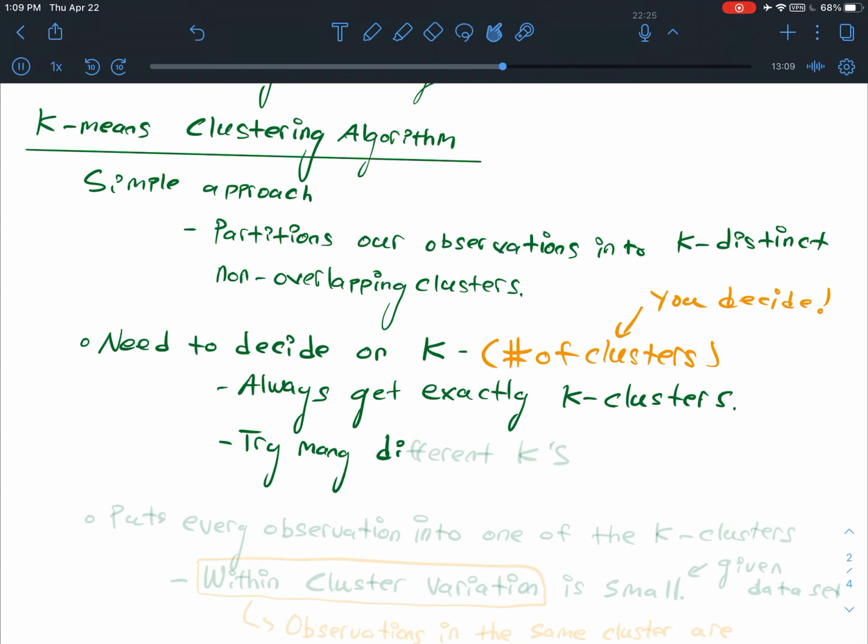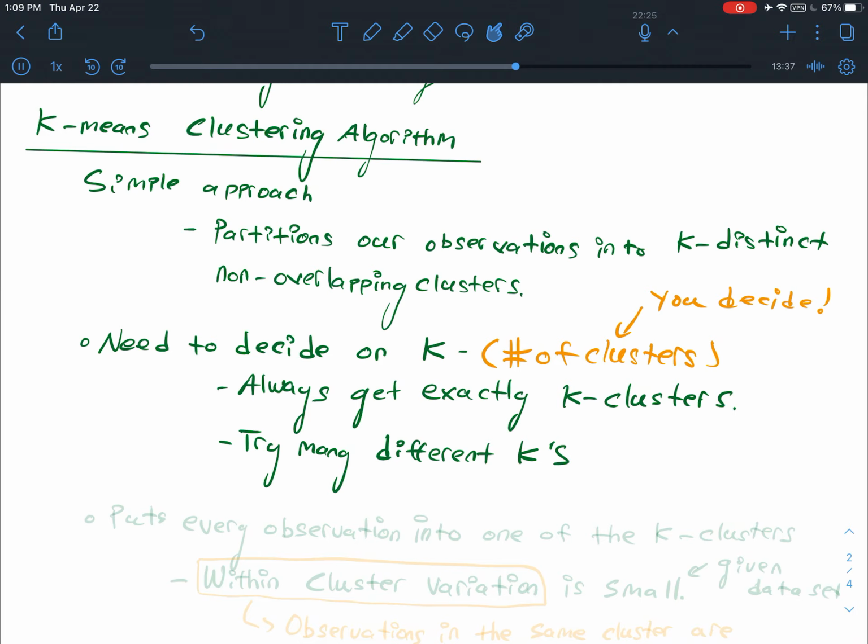So I recommend you try many different values of k and see which one performs better in your current application, which one makes the most business sense. And we'll show you some diagnostic tools at the end that will help you better decide if the k you picked was good. But a lot of it really does take business sense. There's not always a clear-cut rule as to what k is the best.